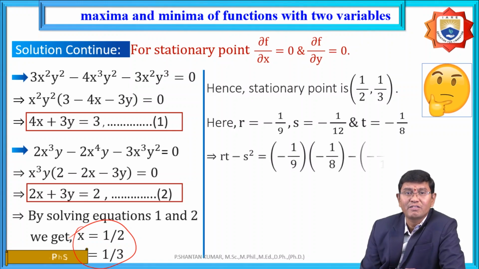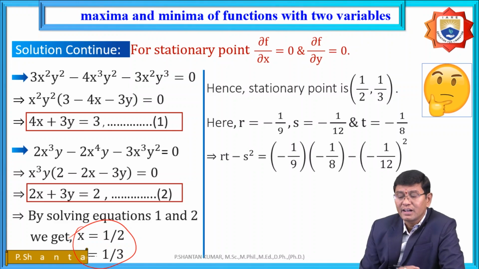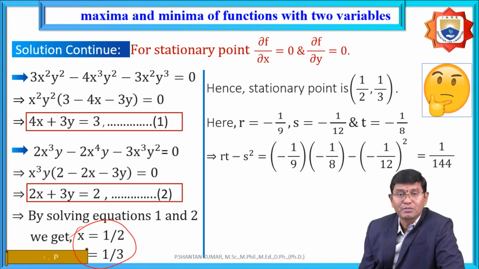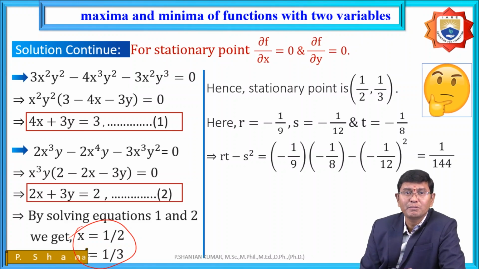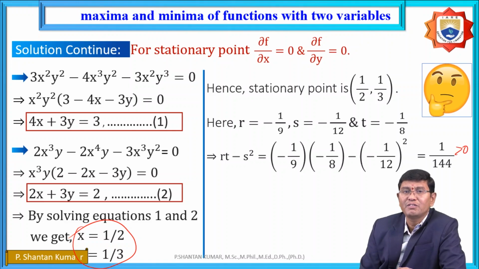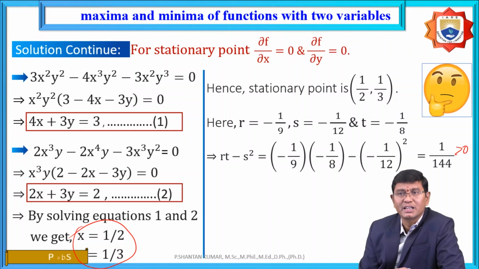Therefore the calculation of rt minus s square, after simplification, is 1 by 144. That 1 by 144 is greater than 0, because it is a positive value. Any positive value is greater than 0. Therefore the conclusion is that rt minus s square is greater than 0.